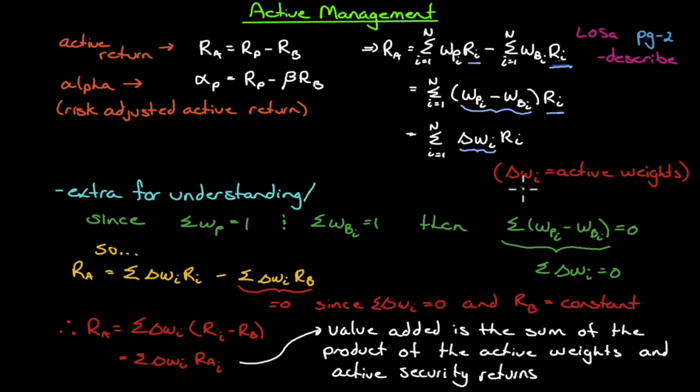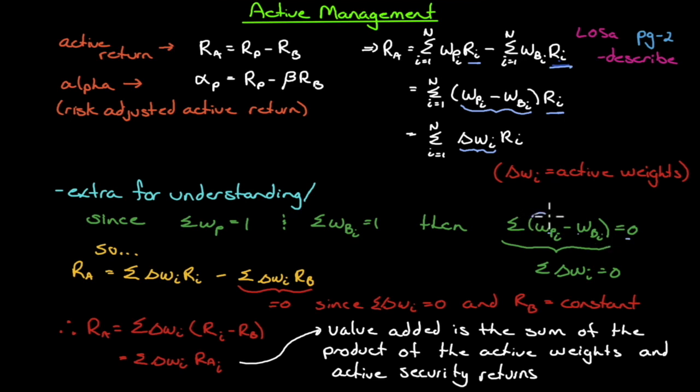Now, these active weights have a certain property. So let's look at the active weights for a minute. We know that the sum of the weightings in the portfolio of all the components must add up to 1. I think we get that. And the sum of the weightings in the benchmark, when you add up all the different weights in the benchmark, must add up to 1. So they both add up to 1. Well, if the sum of the weights in the portfolio adds to 1 and those in the benchmark add to 1, it's easy to see that if we take the sum of the weightings in the portfolio minus the weightings in the benchmark, since both must add up to 1, it must add up to 0.